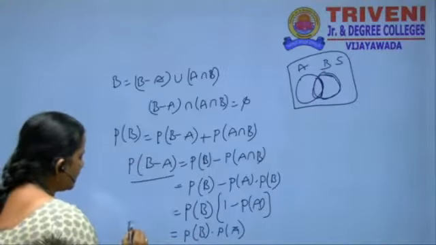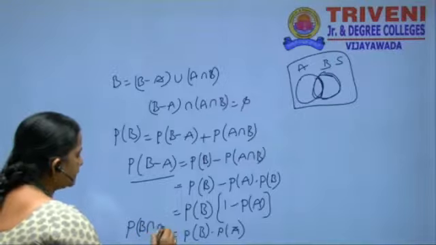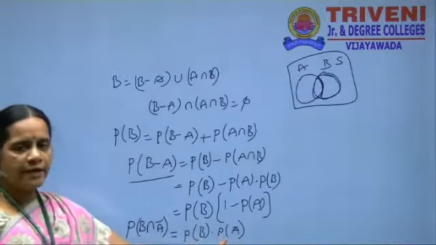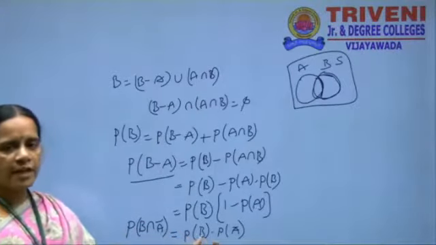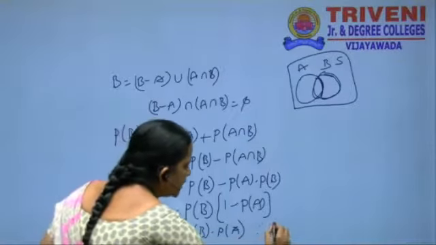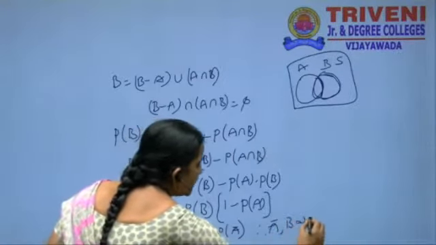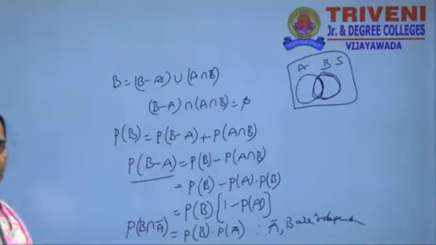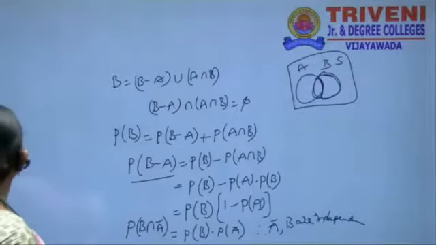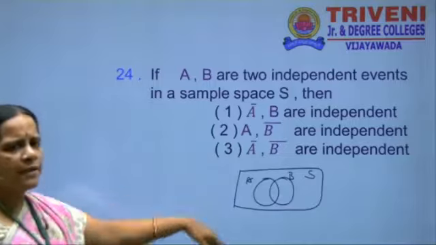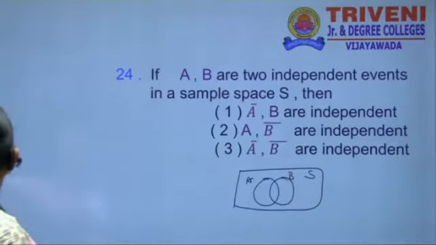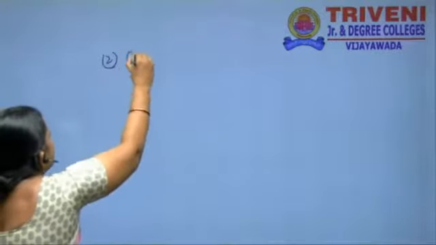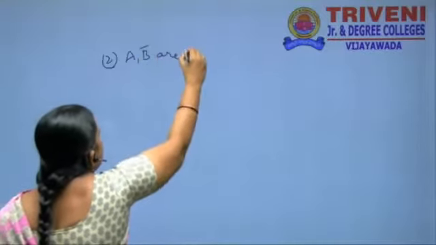What is here? P of B minus A can be written as P of B intersection A bar. P of B intersection A bar is equal to P of B into P of A bar. Therefore, A bar comma B are independent events. Next, the second bit is that A comma B bar are independent events. Next, we are going to discuss the second bit: A comma B bar are independent.